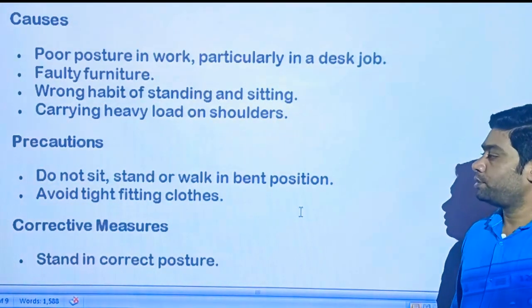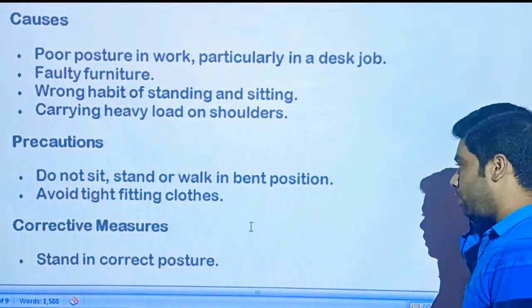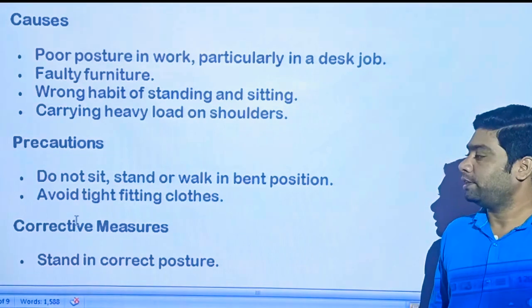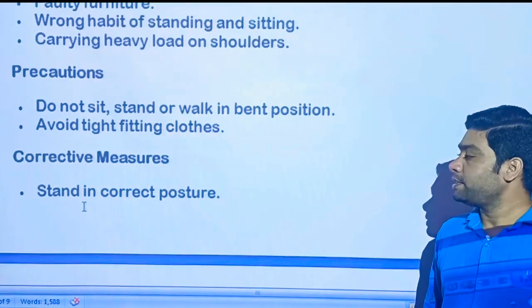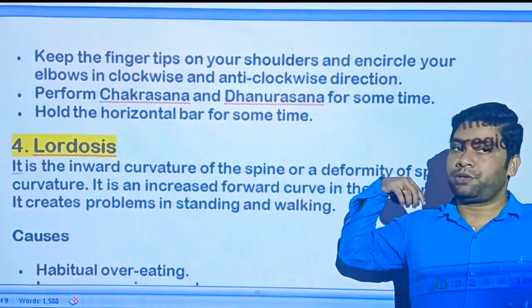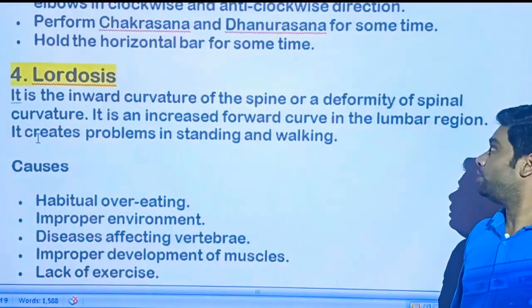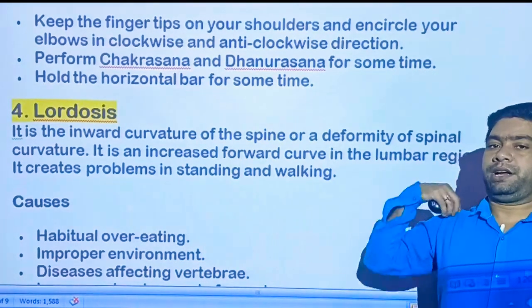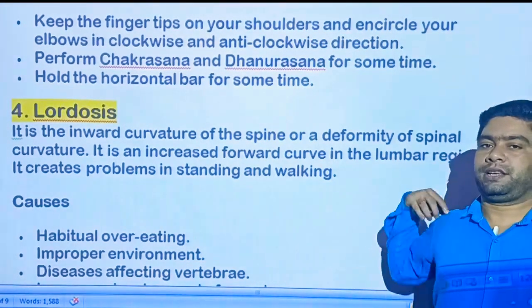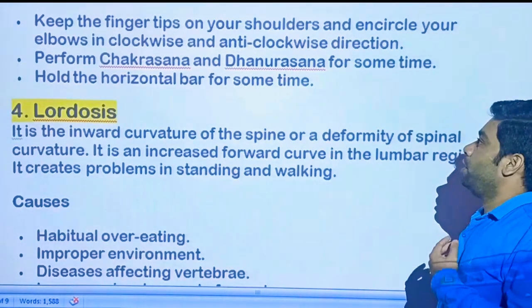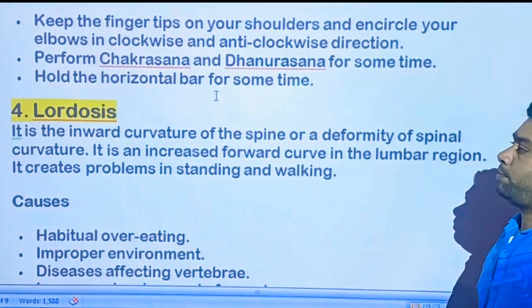Now, precautions. Do not sit, stand or walk in a bent position. Avoid tight-fitting clothes, especially the second reason. Corrective measures: stand in correct posture. Keep the fingers on the tips of the shoulders like that and move up and move down. This is a physical exercise to correct your round shoulders problem.